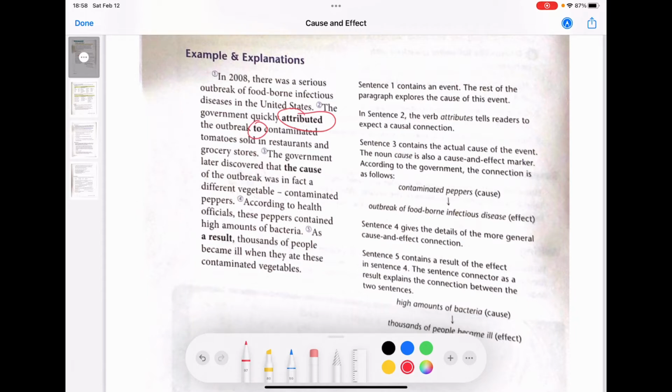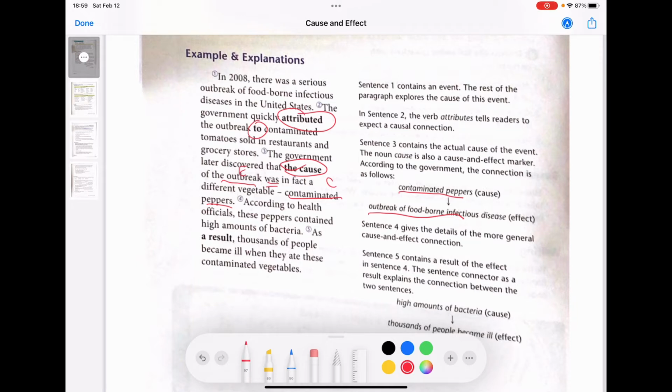In sentence 3, you see another cause-effect connector, the cause. And you'll notice that this is usually with a linking verb, like the be verb here, was. Again, we know we've got a cause-effect connection here. In this case, we can see the cause-effect relationship very clearly. The connection is as follows. Contaminated peppers causes this outbreak. So in this case, the cause of the outbreak, the cause of, that tells me that's the effect, and that contaminated peppers, that's the cause.